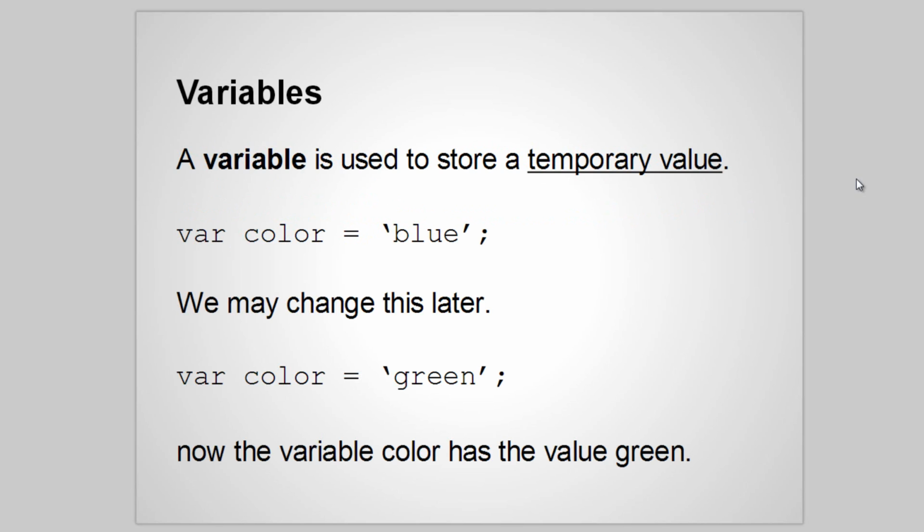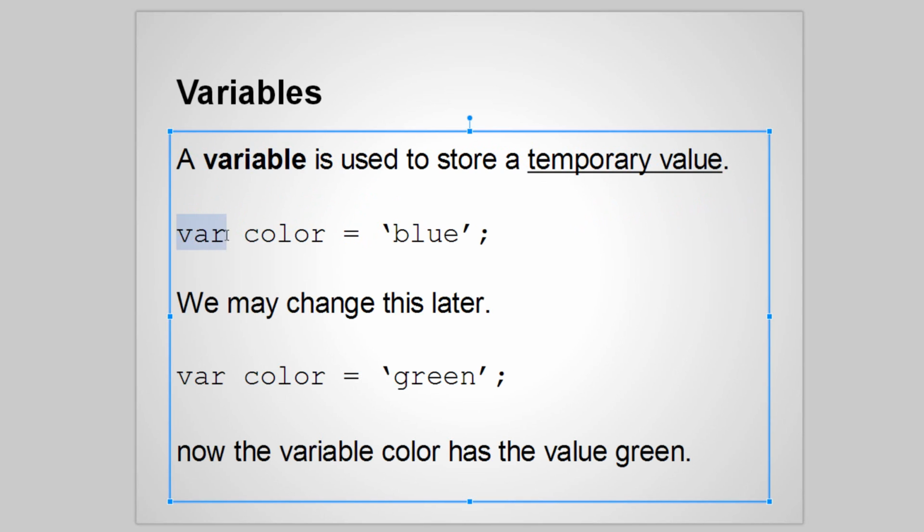So to start off, we have variables. A variable is used to store a temporary value. So that means it can change throughout the program. So if we look here, we have variable, color. So right here, this is the name of our variable. We can change the name if we want. So we could make this clouds or Caleb. Basically, we can name this whatever we wish. That is the name of our variable.